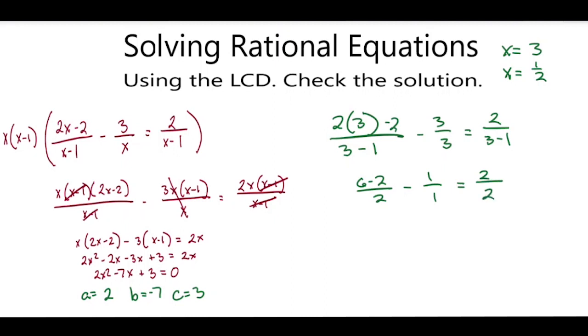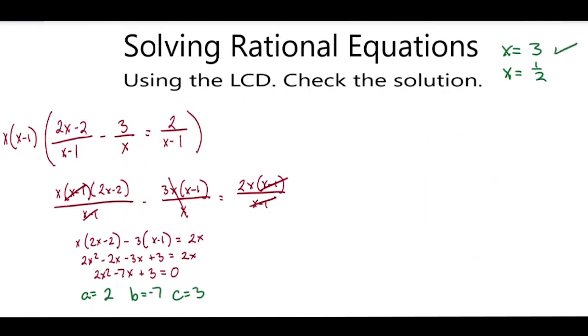Well, 6 minus 2 is 4 over 2. How about we just say this is minus 1? Equals, well, 2 over 2 is also 1. Okay? So 4 divided by 2 is 2, minus 1 equals 1. Well, 2 minus 1 is 1, so 1 equals 1, so 3 works. Check. Now this next one's a little trickier because it's a fraction, but we're still going to try.